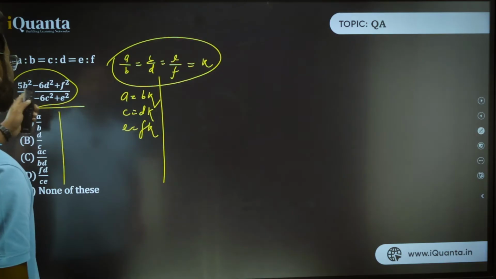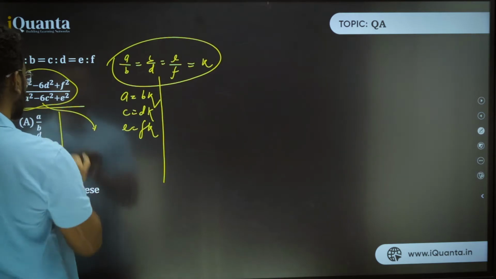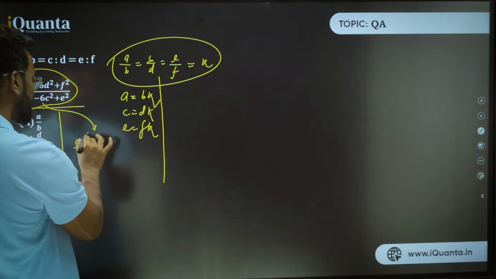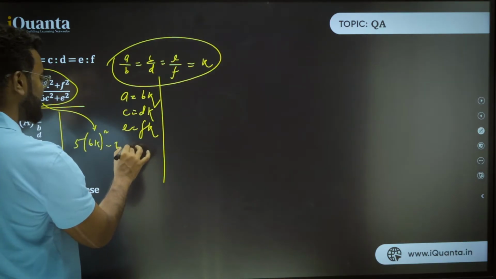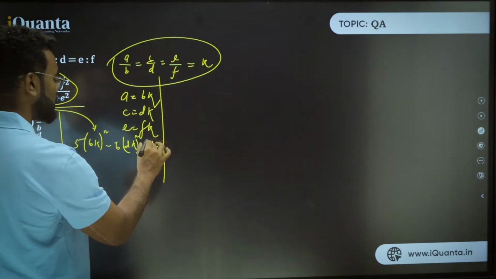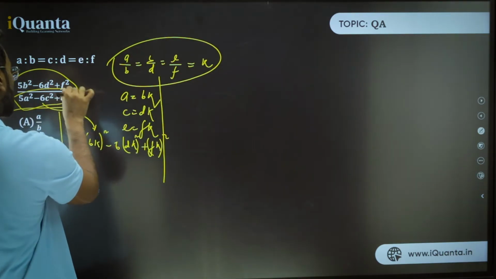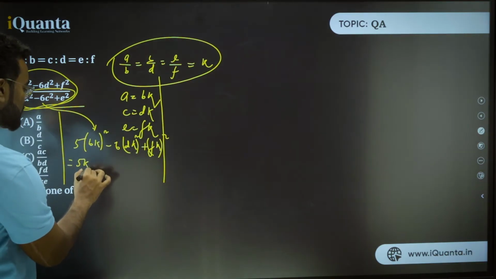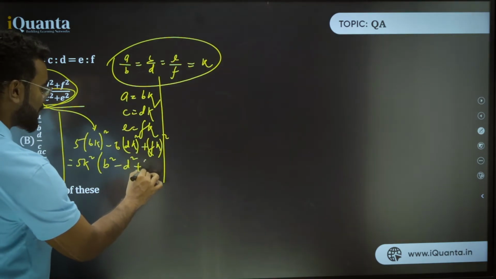Now think about it very carefully. If this is given, I can use this portion, only checking the denominator. For a square, what is the value of a? bk. So I can write (bk) square minus 6 (dk) square plus (fk) square. I'm just using this denominator portion. If I take k square common, it will become b square minus d square plus f square.